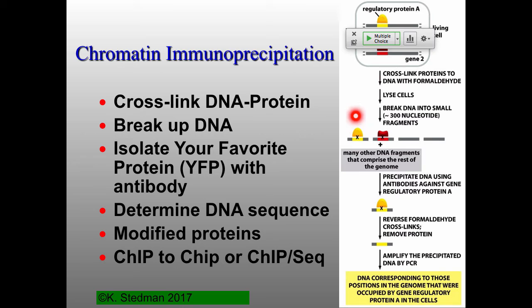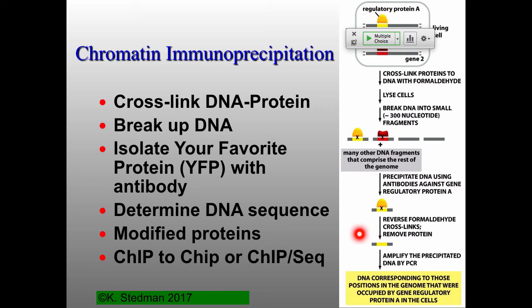The immuno part is that because you had this protein and you plugged it into some poor unsuspecting bunny rabbits, you actually have antibodies to this particular protein. So now what you do is you take the antibodies to your protein and use those to pull out that protein and the DNA that it's associated with from your whole mixture, and then sequence the DNA that you find there. And so there are multiple different ways of determining this DNA sequence.